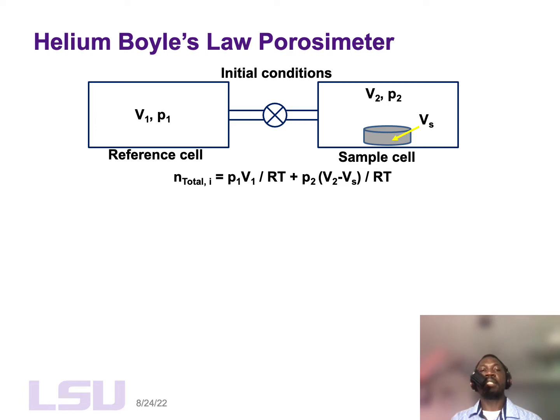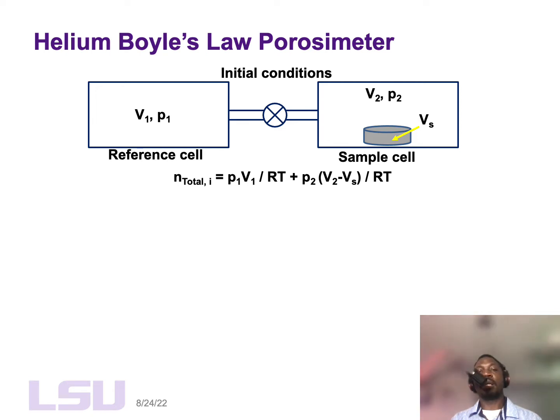There is a reference volume, V1, and typically it will be set to a pressure that is higher than the pressure in the sample cell, so that the gas can flow from the reference cell into the sample cell when this valve is opened. It's important to realize that in the sample cell, the fluid can be stored in this empty space, right? And also in the pore space within the sample, but not in the grains within the sample.